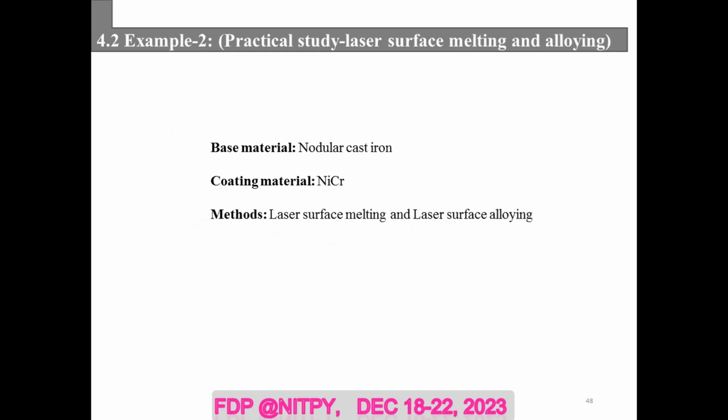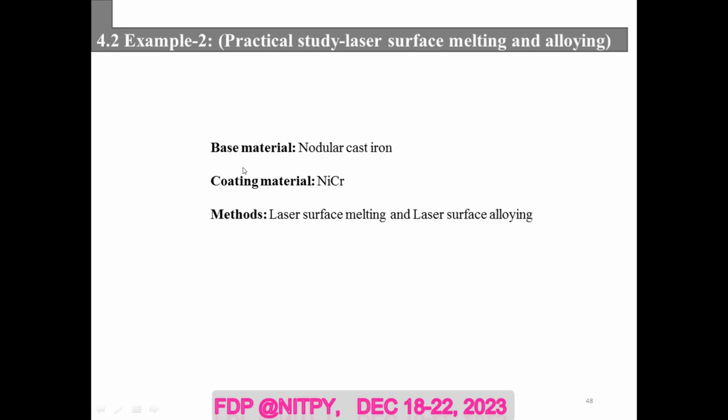Then we come to example 2. In example 2, here also we have taken the nodular cast iron material, and the coating material is nickel chromium. But here we have taken two methods. One is laser surface melting. In this, without adding any alloy powders, we just melt the surface, and we compare it with laser surface alloying. For laser alloying, here we have taken nickel chromium powders.